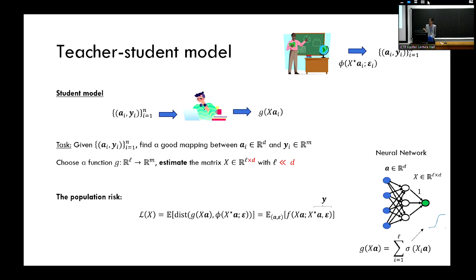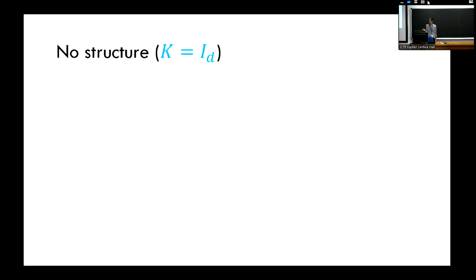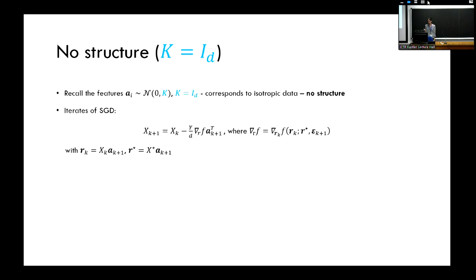So let's start with what happens. Up to here, my setting is clear. So let me start with what happens when there is no structure. So we are talking about the case of K that is isotropic. Because of the form of this model, which is also known as the generalized linear model, the iterates look in this form.